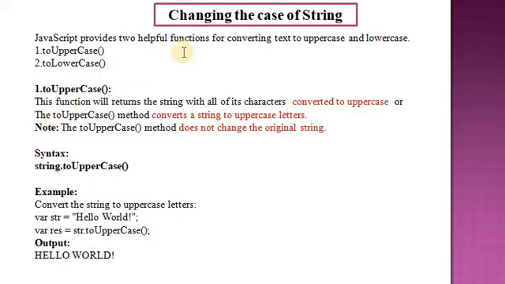JavaScript provides two helpful functions for converting text to uppercase and lowercase, that is the toUpperCase function and the toLowerCase function. The toUpperCase function will return the string with all its characters converted to uppercase. The toUpperCase method converts a given string to uppercase letters.